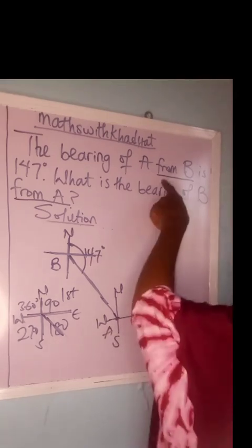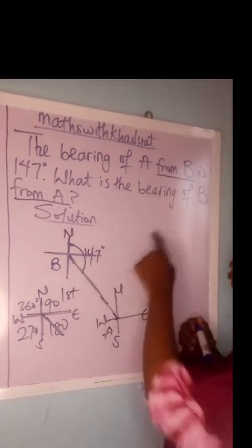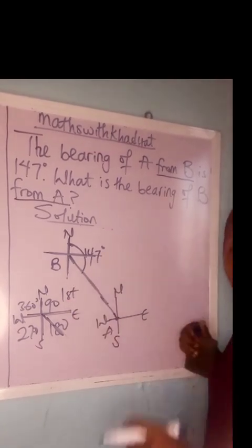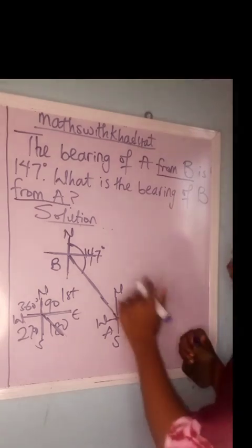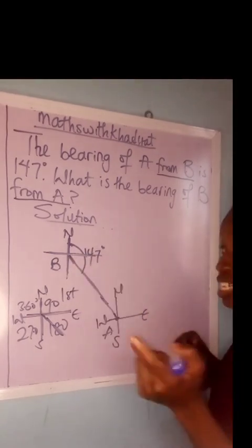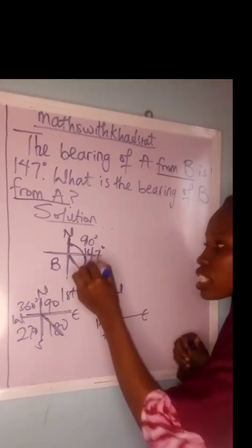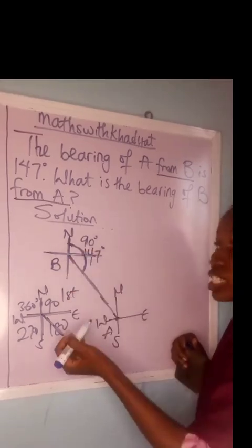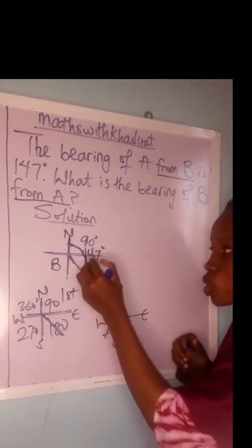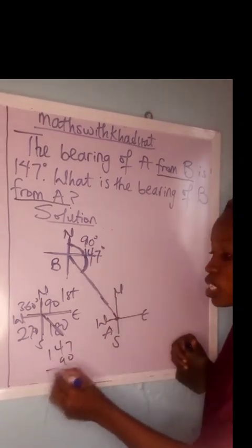Okay, the bearing of A from B is 147 degrees. What is the bearing of B from A? Meaning that this is the one we are looking for right now. Now, coming back here, what do I say this angle is representing? 90 degrees. Yes, this is 90 degrees. So if this angle is giving you 90 degrees, what would be this angle? From here to here is already giving you 90. Okay? Now, what would be this smaller angle here? This acute angle here, what would be here? Now, 147 degrees minus 90 will be giving you what?